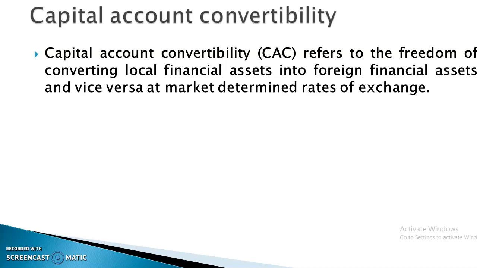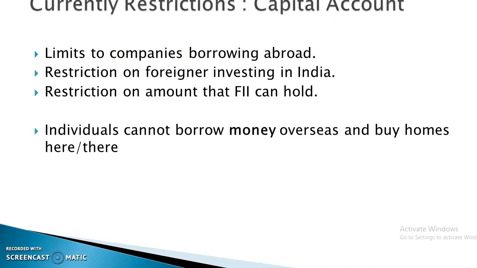But in India, the capital account is not fully convertible in nature. Why? Capital account is not fully convertible due to several reasons. There are certain restrictions put forward by the government on various aspects. There are restrictions on the companies which can borrow from abroad. And there are restrictions on the foreigners who can come and invest in the Indian market. There are again restrictions put forward by the government on the FIIs who can hold shares in the Indian market for a long period of time.